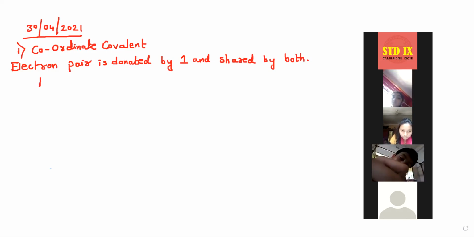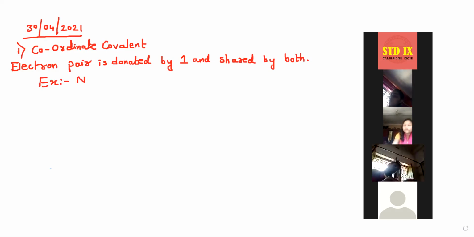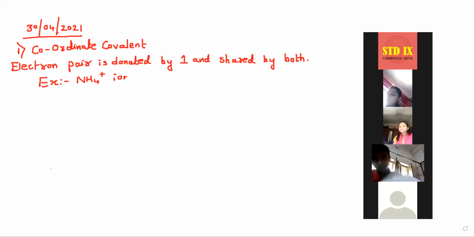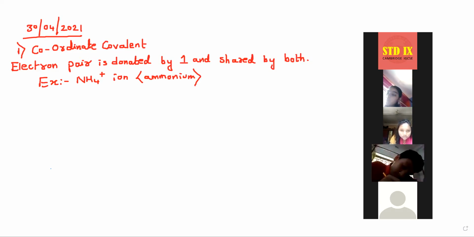Example, NH4 plus ion. What is the name of this ion? Ammonium. Okay. So, what is the structure of ammonia?